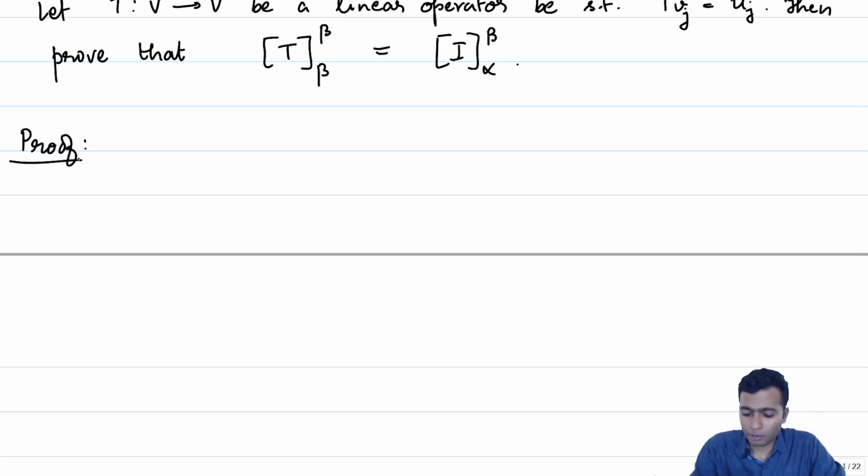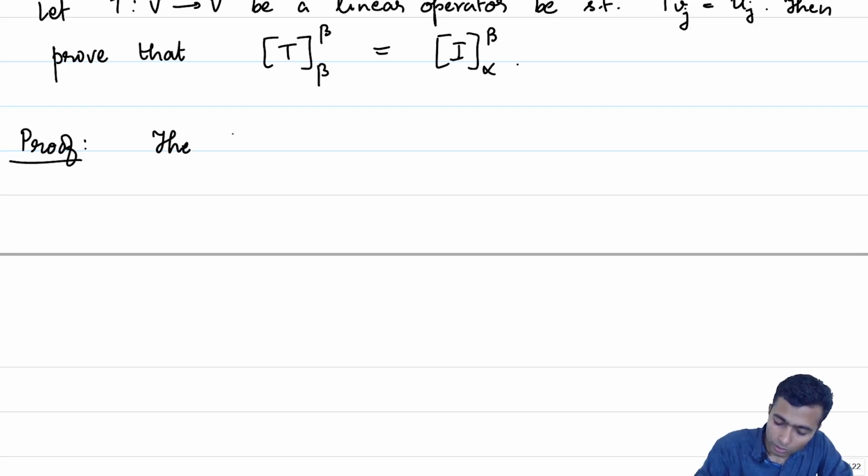Okay, so we shall solve this problem by proving that the columns of the matrix of T with respect to beta and the change of basis matrix from alpha to beta are the same. So we'll just prove that the columns are the same. Why is that the case? So let's see. Why is it enough? Because if all the columns are the same, then the matrices in particular are equal. And what are the columns? The columns are well understood, right?